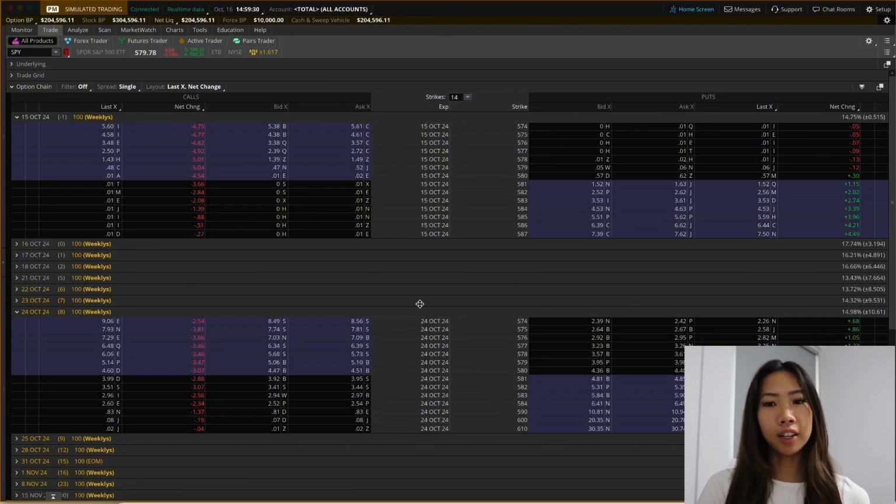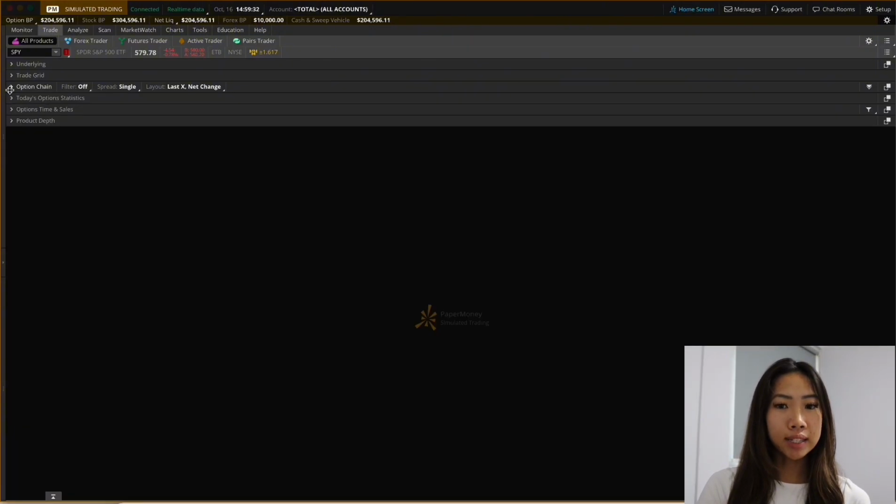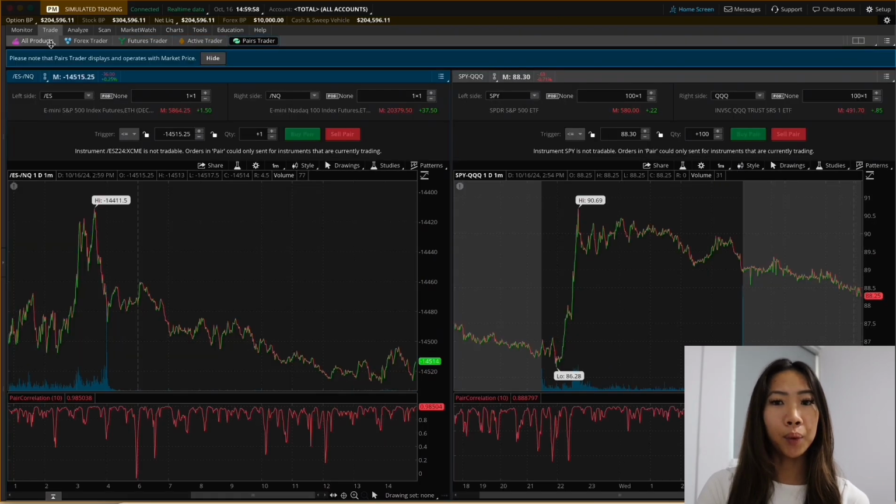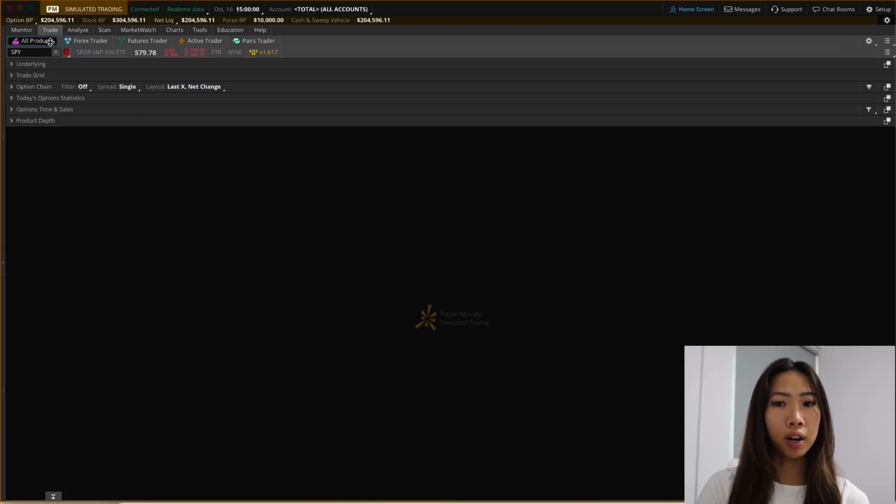All you have to really understand here is, when I close these tabs, how to get to this page. This is Thinkorswim. This is my broker with all these different tabs. Click on trade. And then what you want to click on is all products. If you start clicking these other buttons, they're just other things. I would just click trade and then all products. This is the page you want to be on to get the option chain. And this is for options trading.